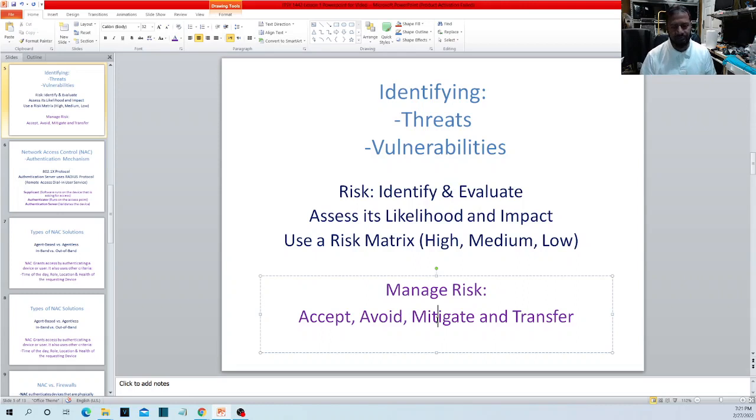Okay, transfer. When you give the risk to somebody else, you say, okay, if the fire happens, I have this insurance. They are going to pay us $10 million for the loss if everything gets burned out. That is called transferring the risk to somebody else. Okay, so next. Next, let's see what we have.